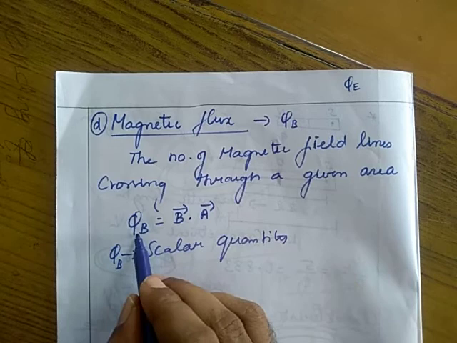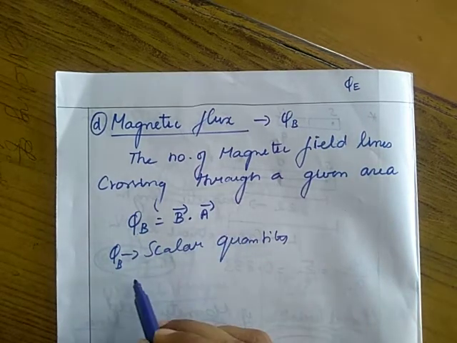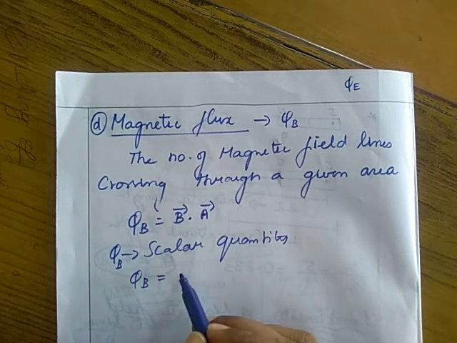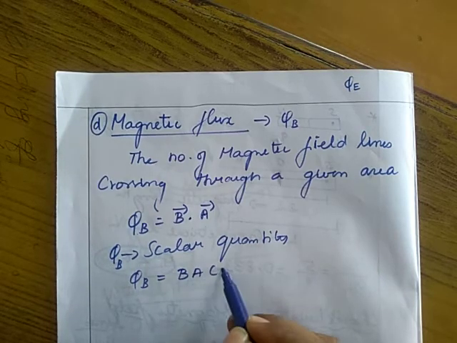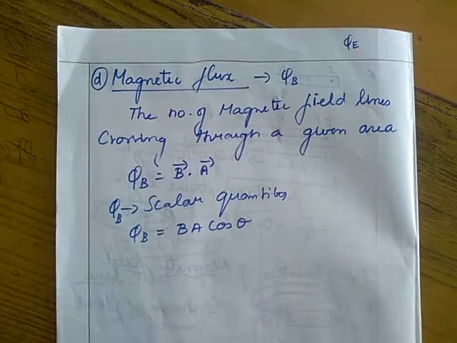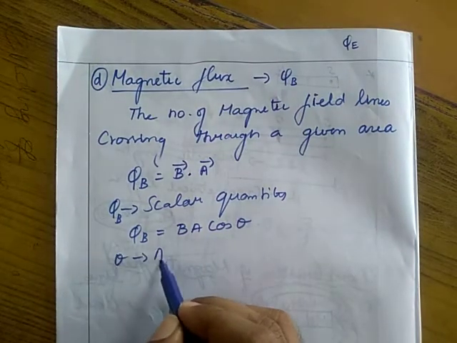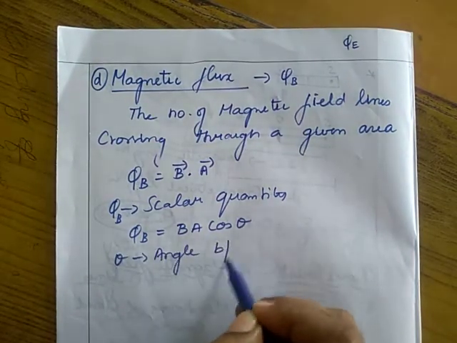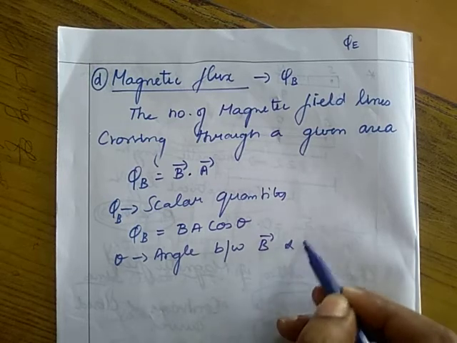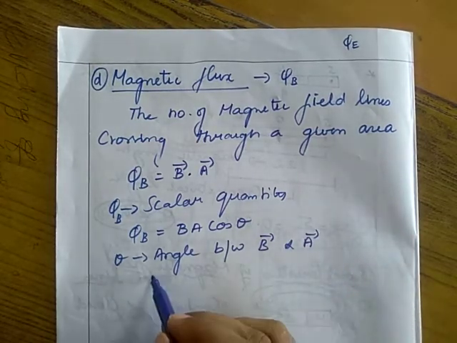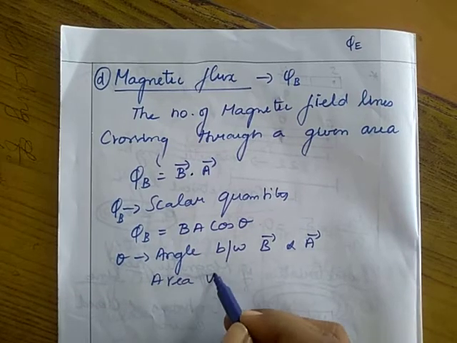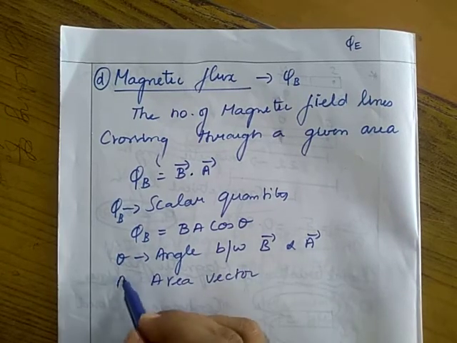Because it is a scalar product of two vectors, it can also be written in magnitude form as B A cos theta. Here theta is the angle between the B vector and the A vector. B vector is the magnetic field vector and A vector is the area vector.